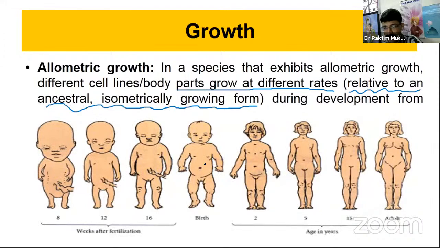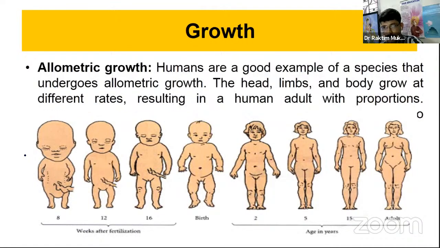Accordingly, the best example is humans, right? When you talk about humans, they are the best examples of allometric growth: the head, the limbs, the body grow at different rates, resulting in a human adult with proportions. This term, proportions, is very important.